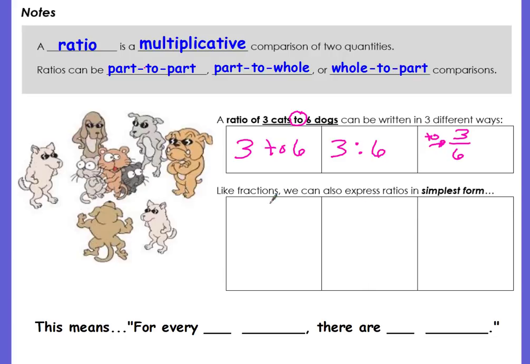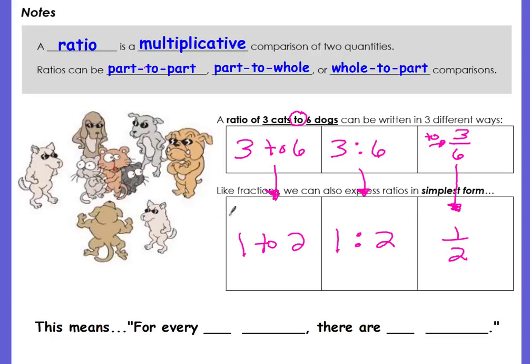But you need to be careful because just like fractions, we need to express ratios in simplest form. So if we were to take this fraction form here and simplify it, just like we do a fraction, it would simplify to a 1 to 2 ratio. We divide both by 3 and we get 1 to 2. Which means as a colon, it would be 1:2, and using the word to, it would be 1 to 2. So these are the 3 different ways you can see ratios expressed: using the word to, using the colon, which represents the word to, or writing it in fraction form.